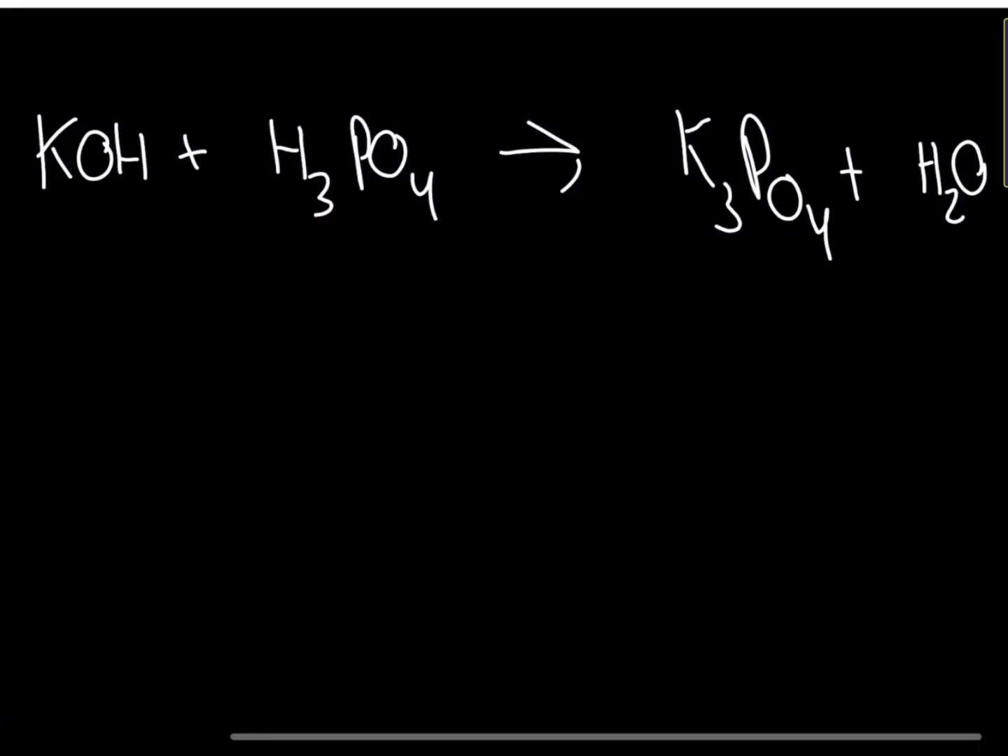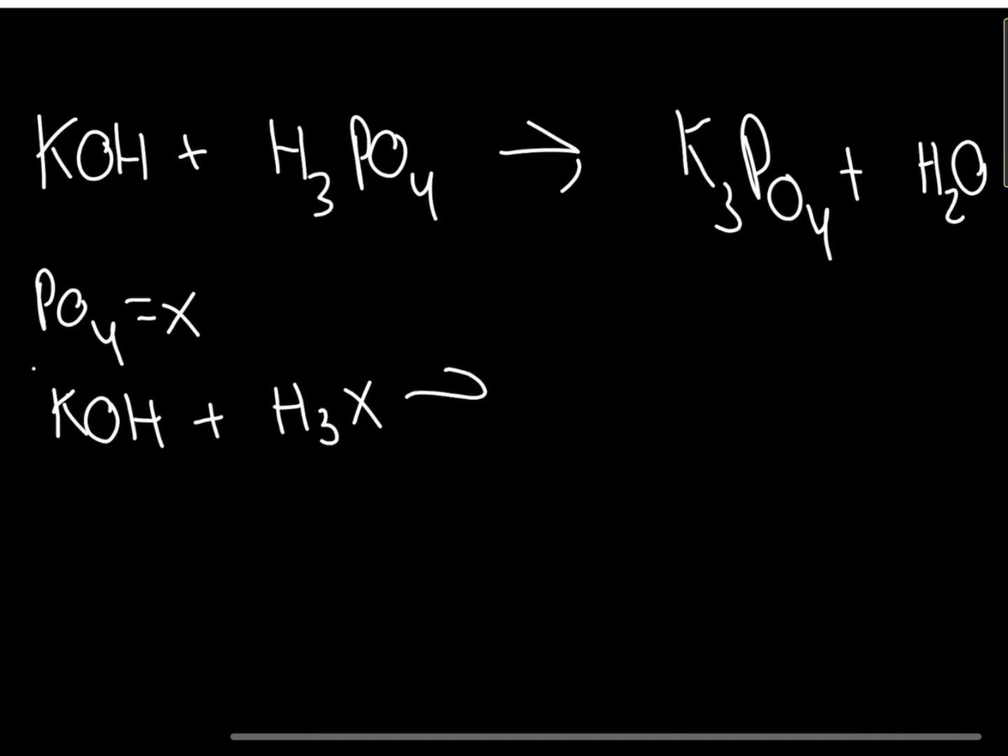Finally, we have this equation we need to balance. Whenever you're dealing with a polyatomic ion, PO4 is a polyatomic ion, and you have the same polyatomic on both sides, you should treat it like a unit. So I'm going to make PO4 equal to X. Now our new equation is going to be H3X and then K3X plus H2O. And then now we can balance it.